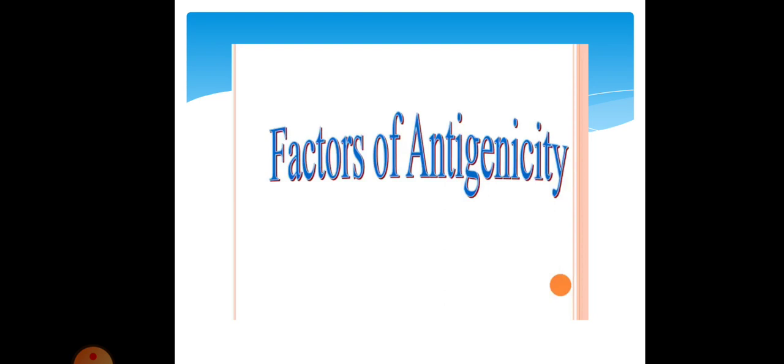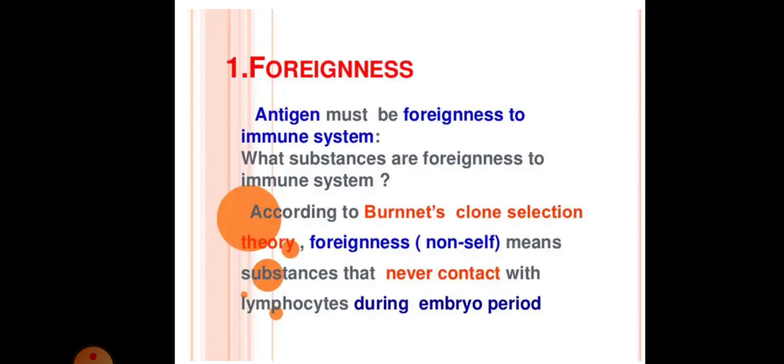Now, factors of antigenicity: which molecules do we call antigens? Certain factors should be fulfilled by that particular molecule, then we call it an antigen. The first factor is foreignness. The antigen must be foreign to the immune system. What substances are foreign to the immune system? It's a question in front of us. According to Burnet's clonal selection theory, foreignness means non-self, substances that never contact lymphocytes during the embryo period. Foreignness is a property, a factor.